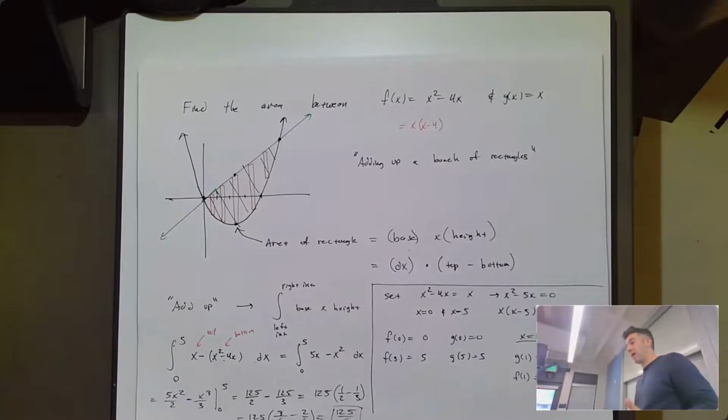So that's how I would find the area between these two curves. Find where they intersect, figure out which one's the larger one, which one's the smaller one, do the larger one minus the smaller one, and find the integral over that interval.